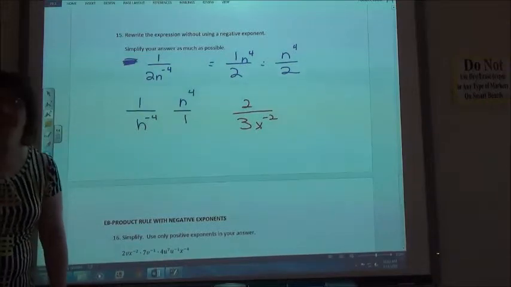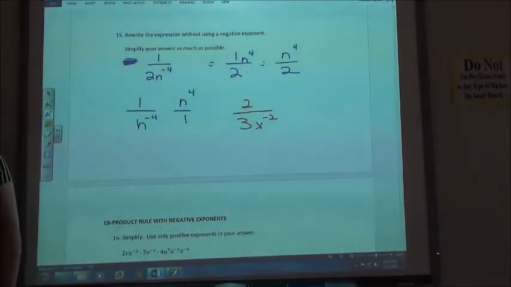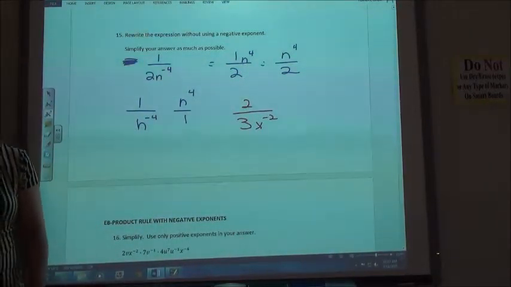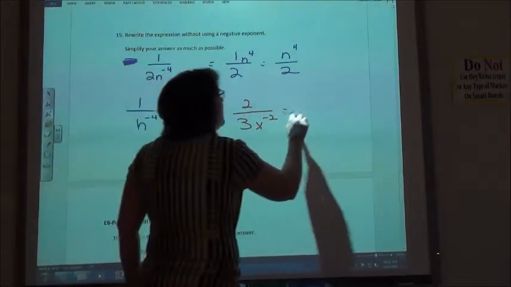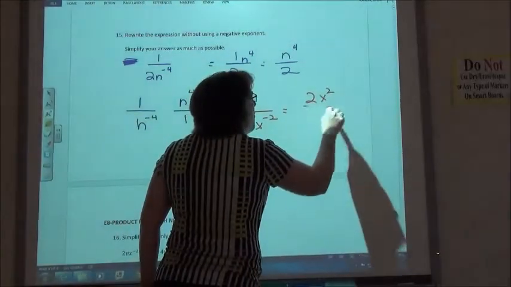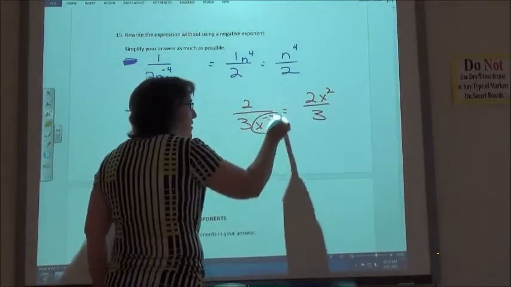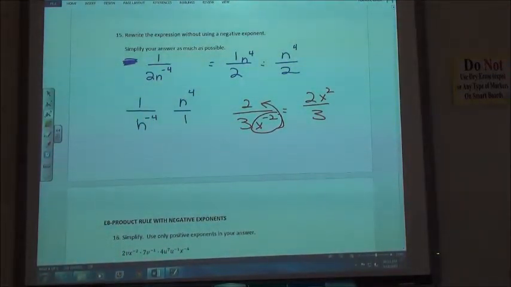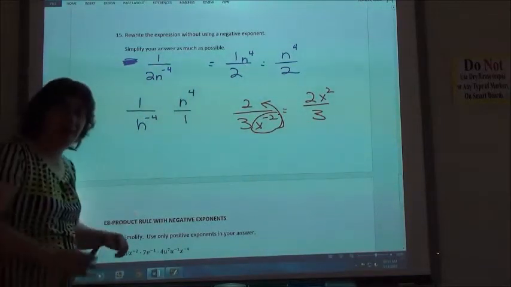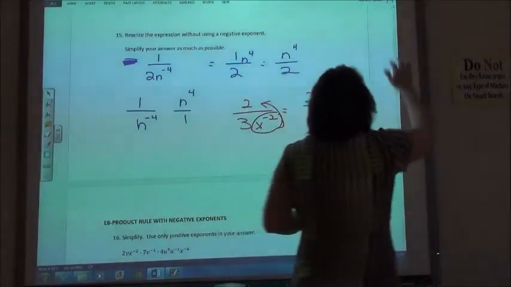Nope. It's going to flip something, but it's not going to flip the 2 and the 3 because the 2 and the 3 don't have a negative exponent. Only the x has the negative exponent. So it's going to be 2x squared over 3. That's the only thing that's going to move. If it's on the bottom, it's going to go to the top. If it were on the top, it's going to go on the bottom. We'll get some more practice down here.